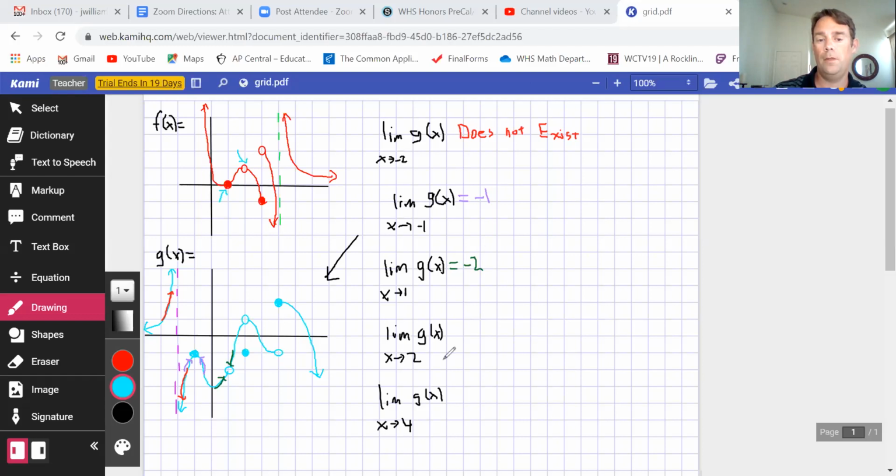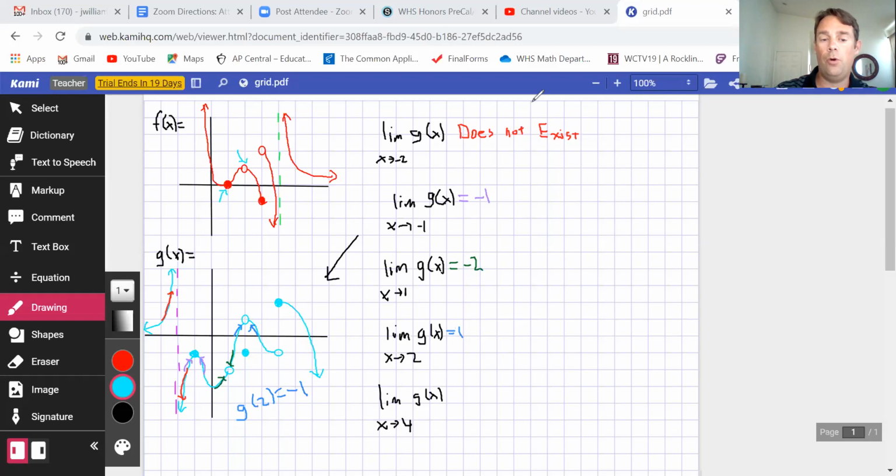Here's a hard one for you. Where does the graph approach at 2? Now notice, this is my function value here, but the graph itself actually approaches the open dot. Since it approaches the open dot, that's what the limit equals. The function value, f of 2, may be equal to -1. But the limit itself, since it approaches here at the open dot, the limit itself equals +1. I don't know why I put f there. G of 2 equals -1, but the graph itself approaches +1.